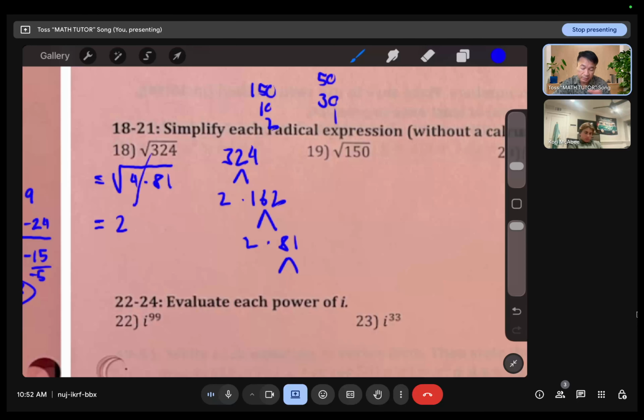It's like you split them into 2 roots. A root of 4 times the root of 81. Therefore, it's a 2 times 9. So the answer is going to be 18.